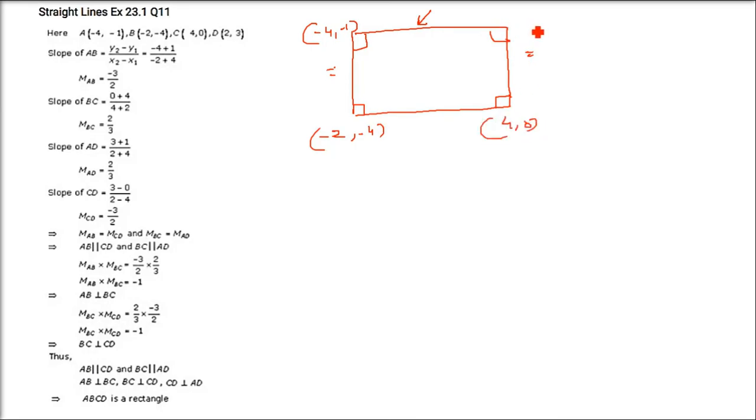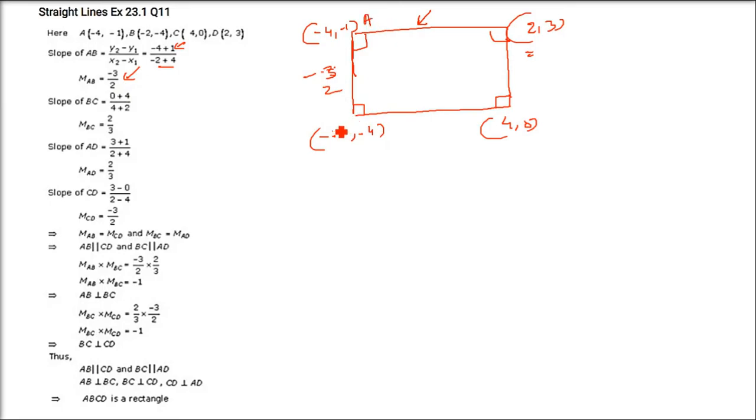Then you have 2, 3. Now let us take the slope of the first line, this line which we are on, and mark these points also, A, B, C, D. So this first line which I am pointing out, what is the slope? -1 by -4 by -4 -2. So -3/2 is the slope.